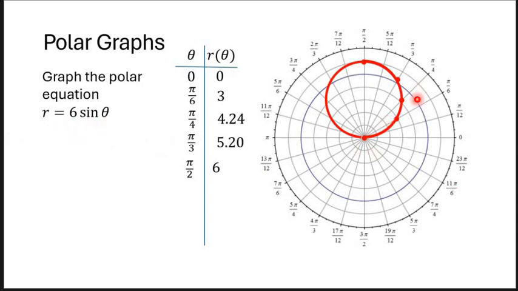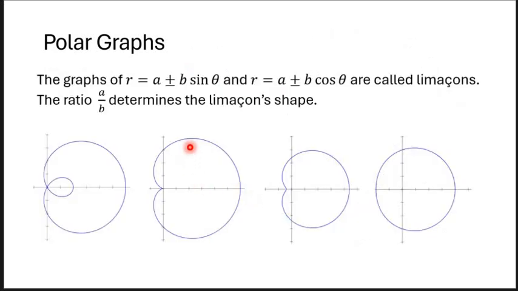It's just a circle. All right, another type of polar graph we can have is the graph of a limaçon. So let's take a look at that. The graphs of r equals a plus or minus b times the sine of theta and r equals a plus or minus b times the cosine of theta are called limaçons. You'll notice that there's two terms here, a constant and then a term that has a sine or a cosine with a coefficient. That's how you can identify limaçons. And it turns out that the ratio of those two constants, a and b, determines the shape of the limaçon.